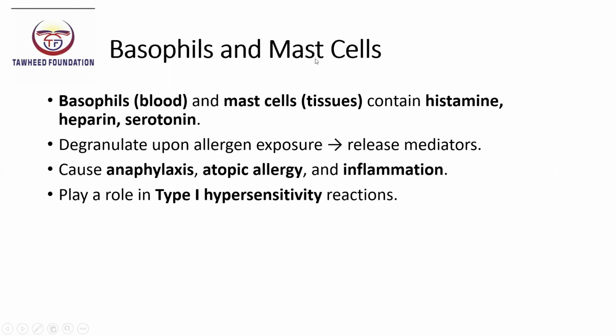Next is basophil and mast cell. Basophil, that is blood, and mast cell, that is tissue, contain histamine, heparin, and serotonin. Upon allergen exposure, they degranulate, releasing mediators that cause anaphylaxis, urticaria, and inflammation. These cells play a central role in type 1 hypersensitivity reactions, including asthma and allergic disorders.